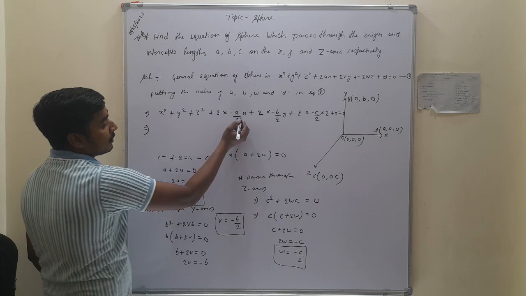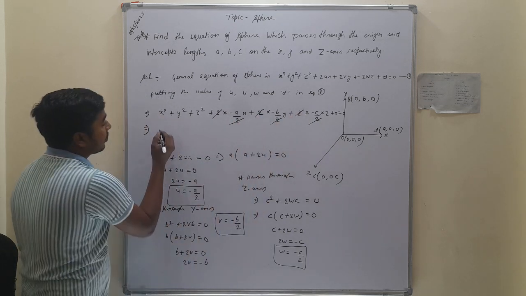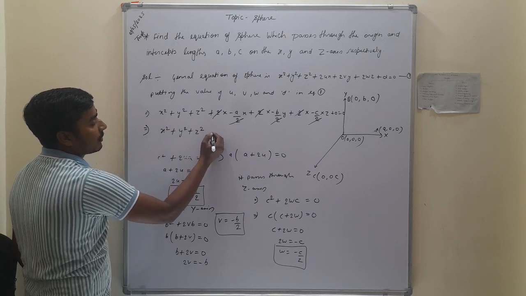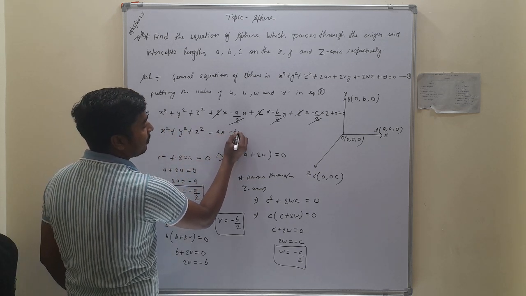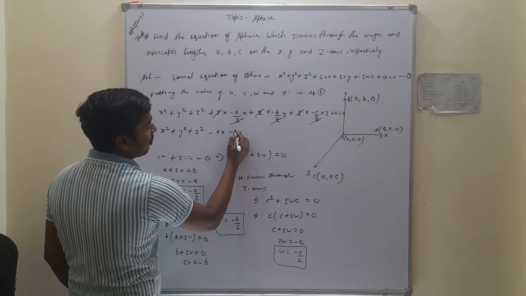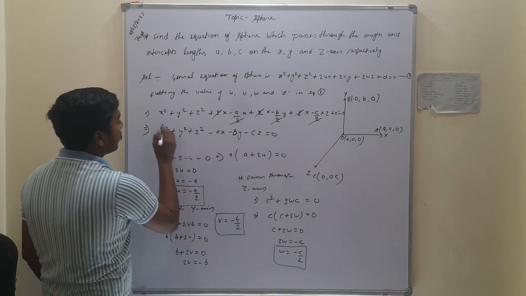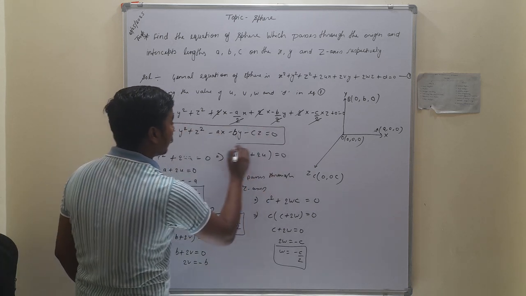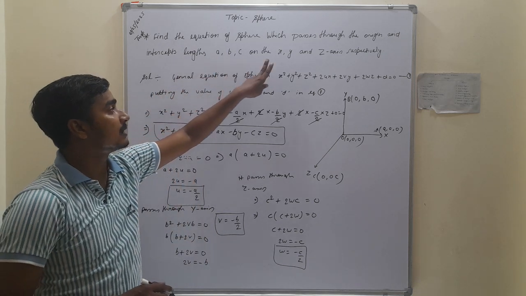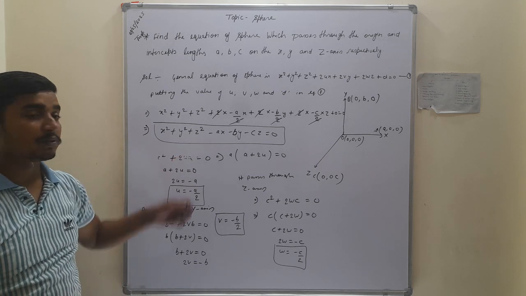The 2 and 2 cancel out, here too 2 and 2 cancel out, and here also. Then we get x squared plus y squared plus z squared minus ax minus by minus cz is equal to 0. This is the equation of a sphere which passes through the origin and has intercept lengths a, b, c on the x-axis, y-axis and z-axis. Thank you, class, and thank you for watching. This is the required solution of the given problem.